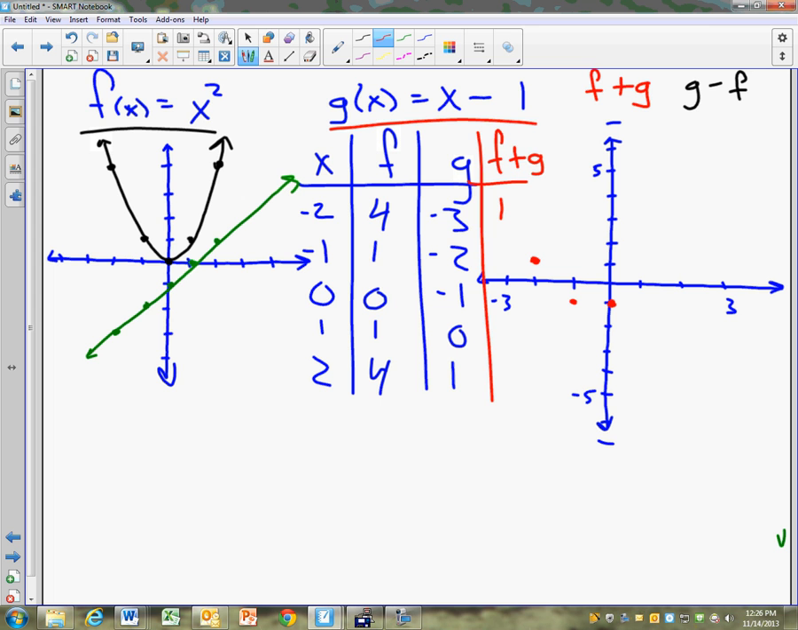I go to the value 1. What is f of 1? What is g of 1? Add them and you get, so 1, 1.